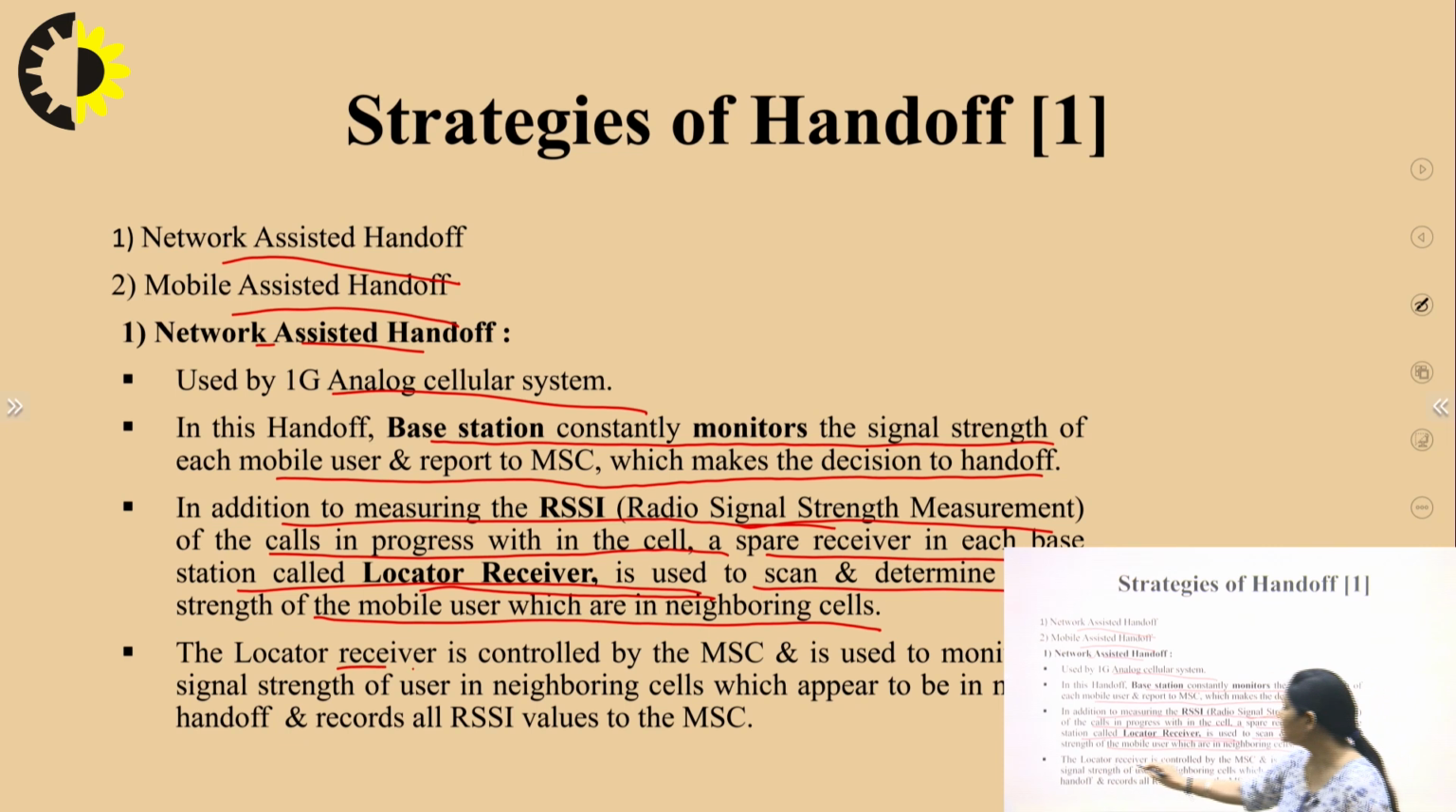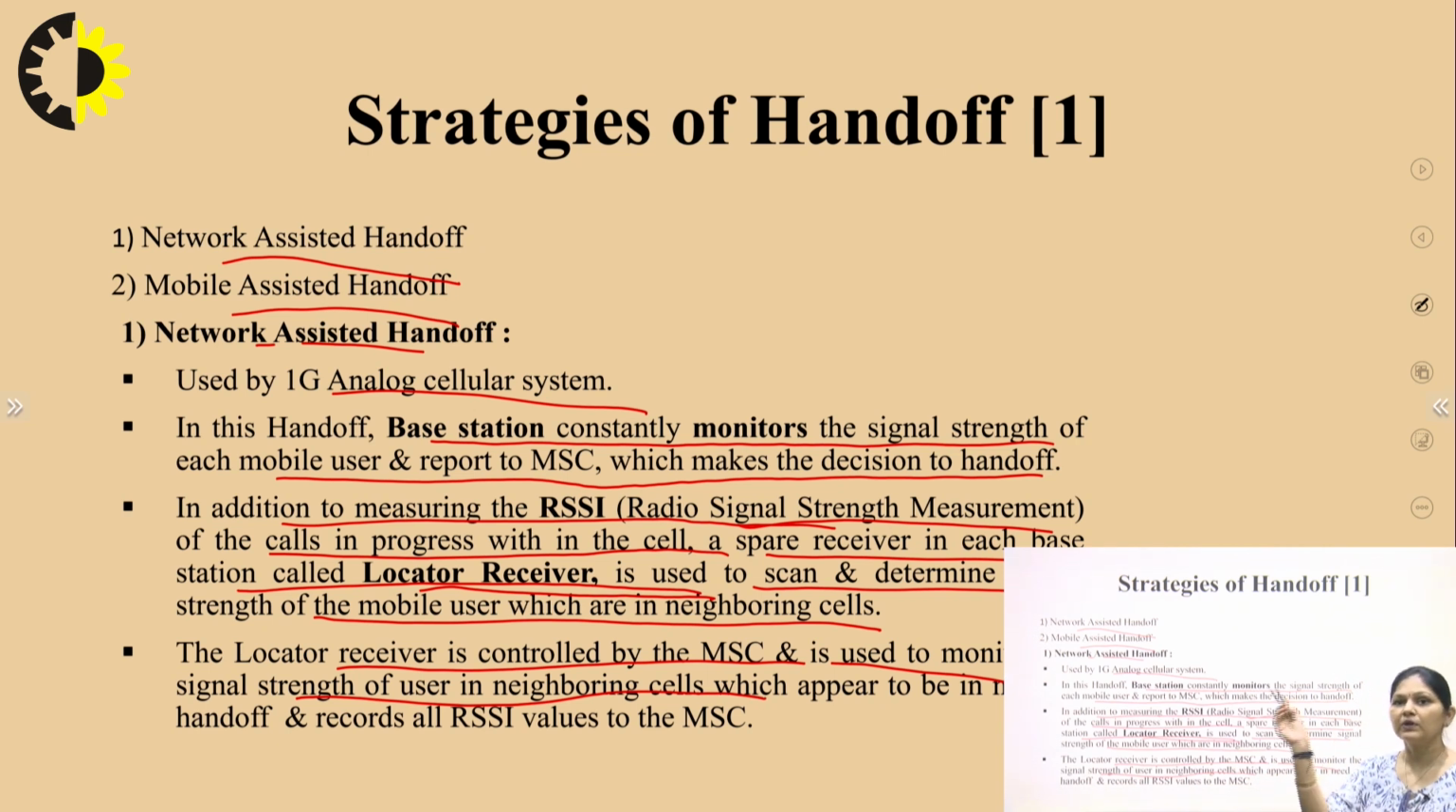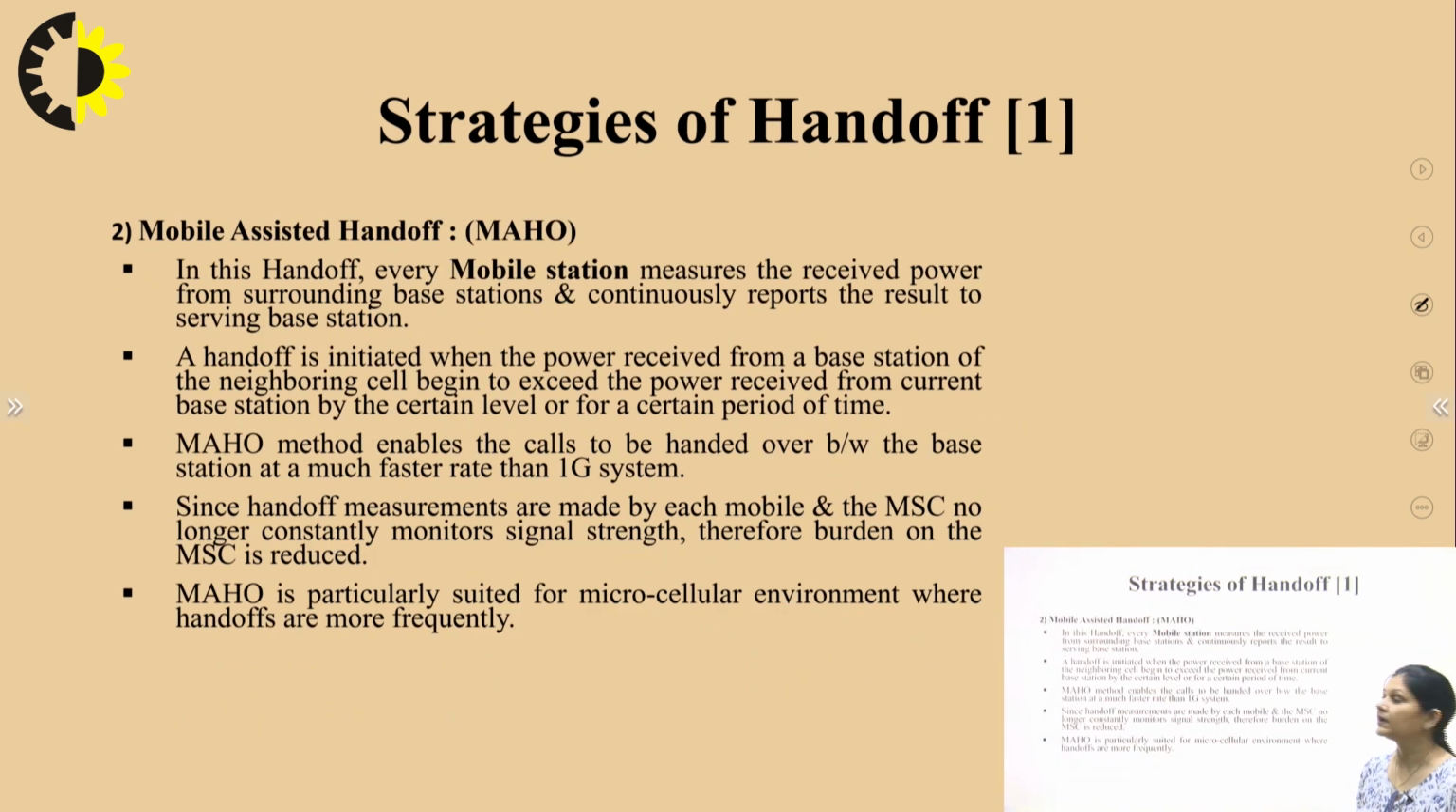The locator receiver is controlled by the MSC and is used to monitor the signal strength of the users in neighboring cells which appear to be in need of handoff. So, it will keep on monitoring the mobile stations which are close to that particular cell, and if they require a handoff, then accordingly the network will provide the handoff. So, that is why it is called network assisted handoff.